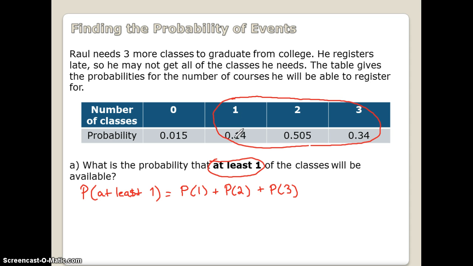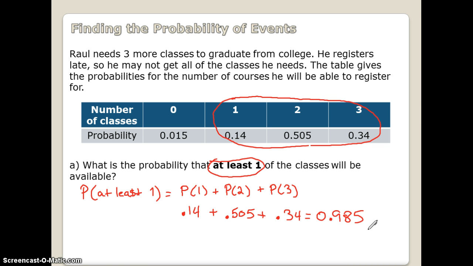And the probability of 1, which they already give us, is 0.4. Probability of 2, which they also give us, is 505 thousandths. Probability of 3 is 34 hundredths. And we want to add those numbers together. When you add those, remember, line up your decimal, and you should get 0.985.